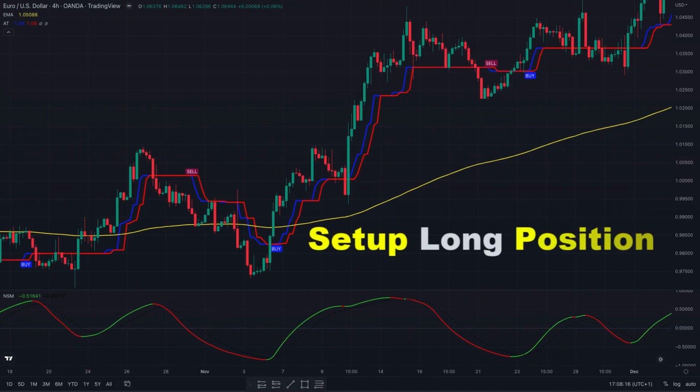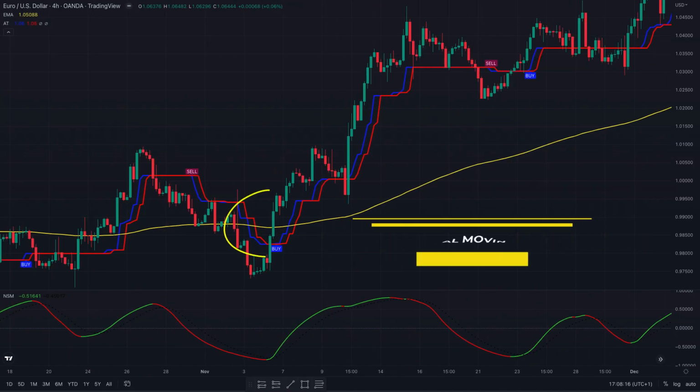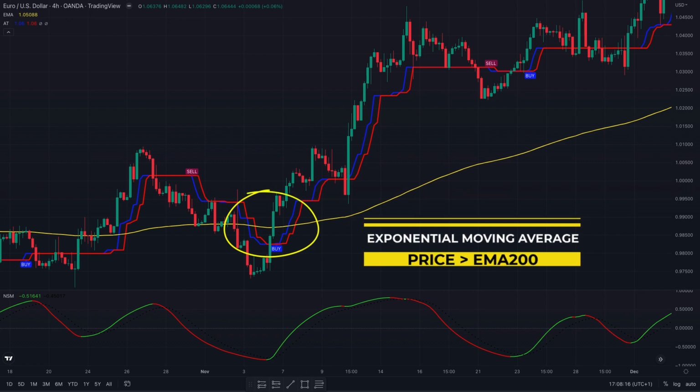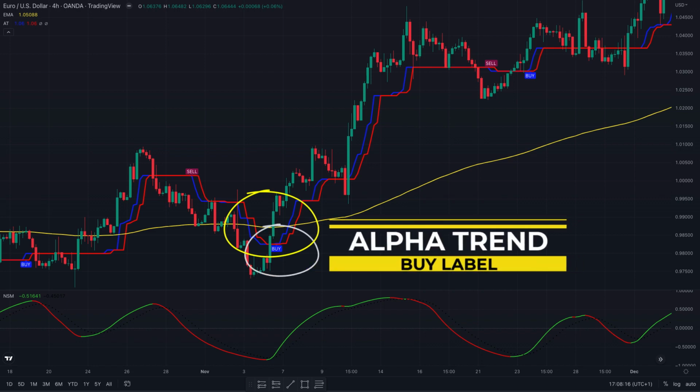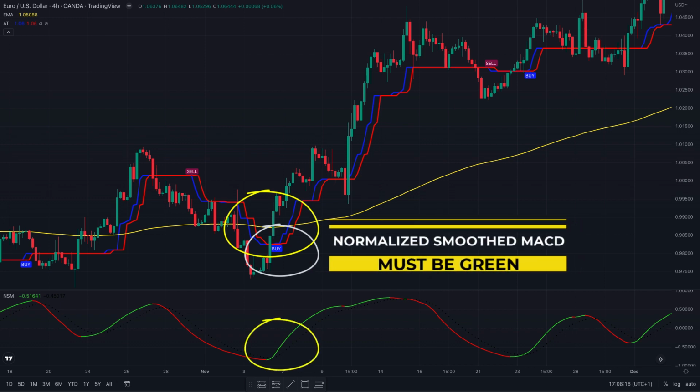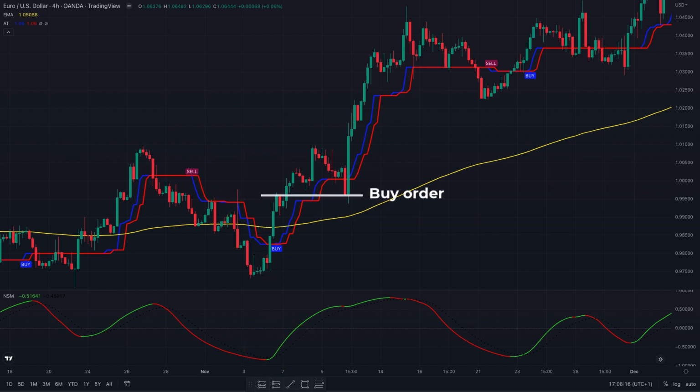These are the rules for a long position. First, price must be above the 200-period EMA. Second, we need a buy label in alpha trend indicator. Third, normalized smooth MACD must be green. Finally, we place a buy order at the close of the candle.